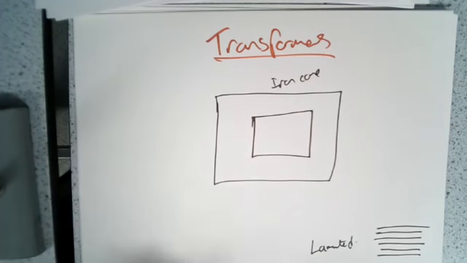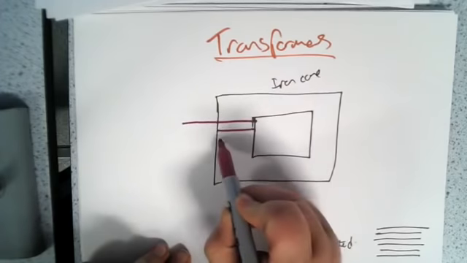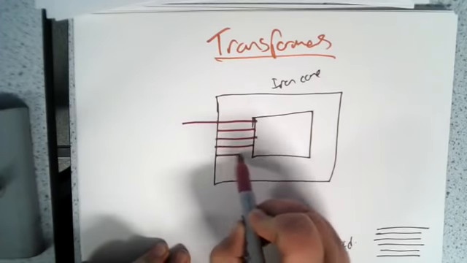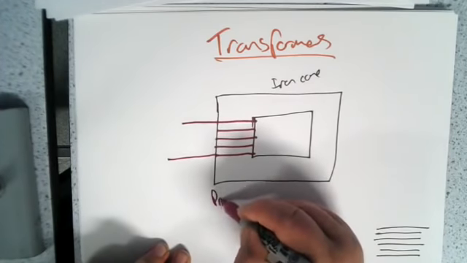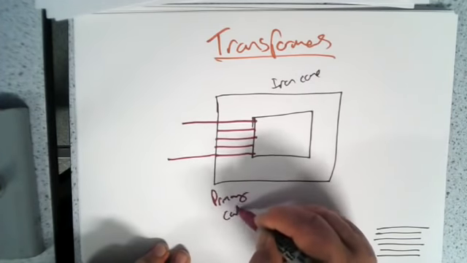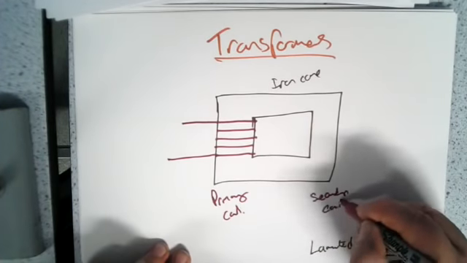Okay. Now, a transformer is our iron core and then with two coils that go around it. So I'm going to have a coil that comes here. Okay. And that's what we call our primary coil. And then we've got a secondary coil. Okay.